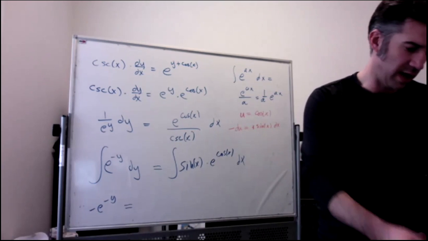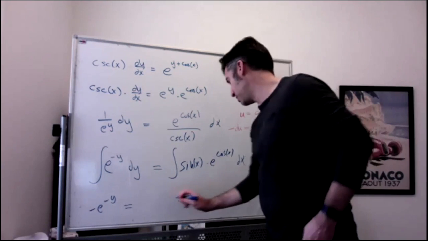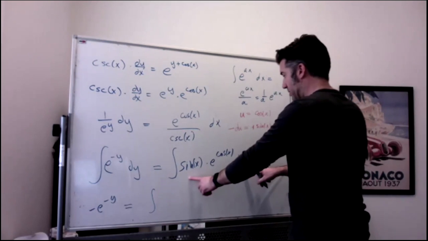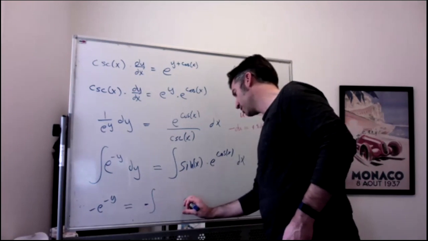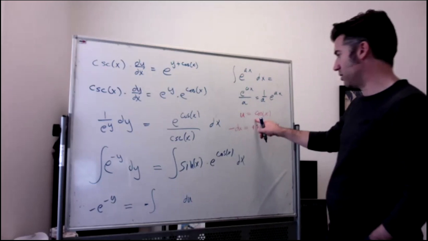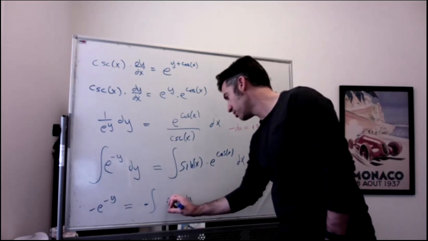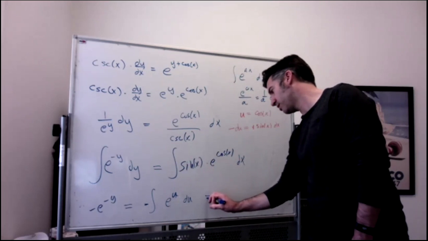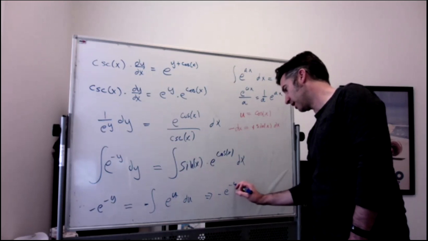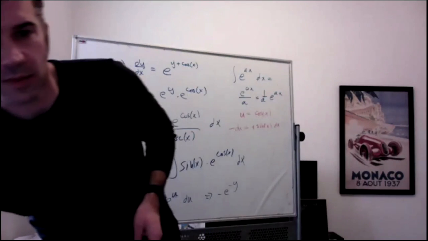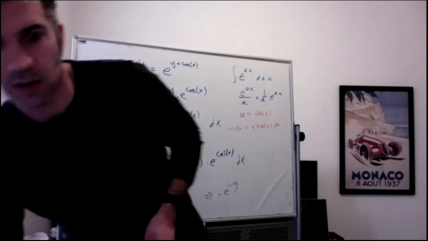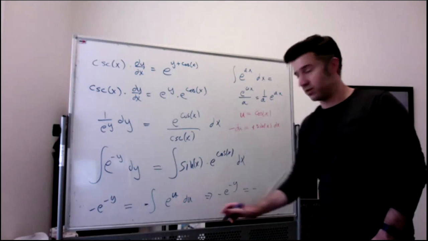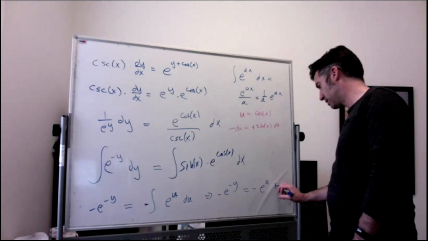So this is going to end up being the integral of sine of x dx, which is negative du, and then e to the u. So I end up with negative e to the negative y equal to negative, the integral of e to the u, which is e to the u plus c.